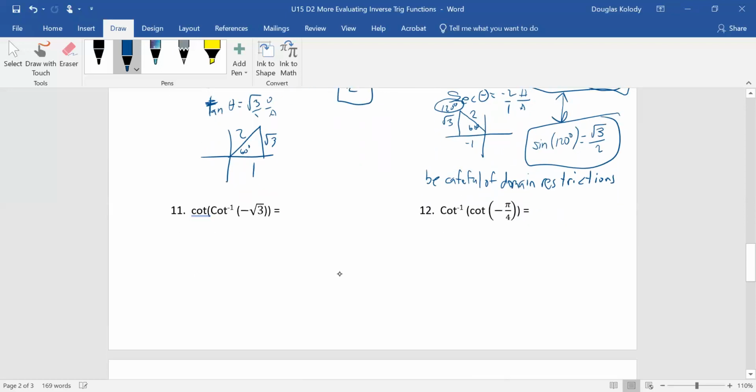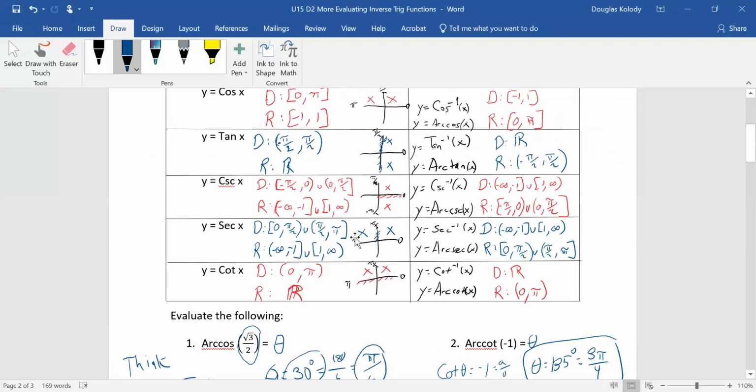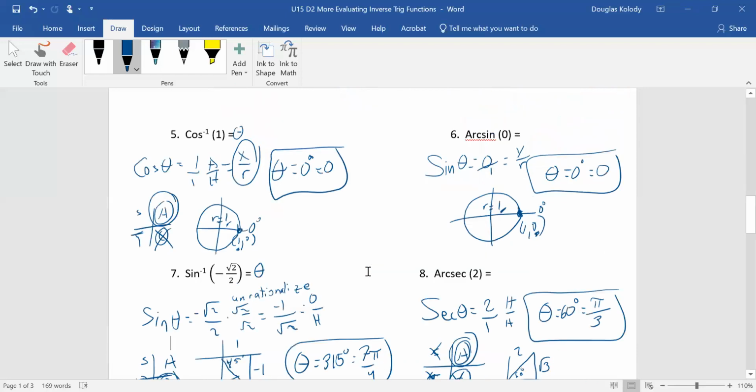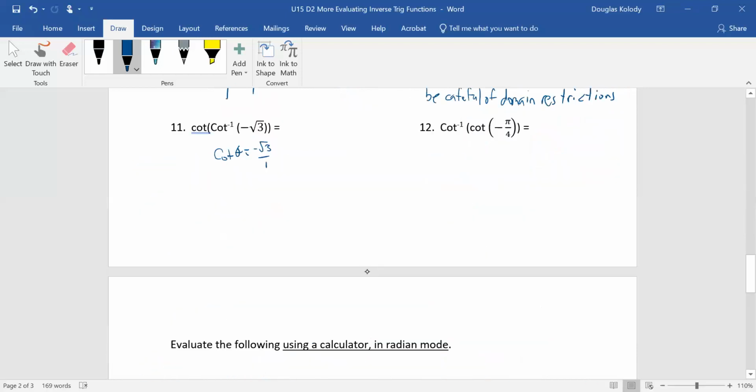So basically, I'm going to say here the cotangent of what angle produces negative root 3 over 1. Okay, where is tangent and cotangent negative? Tangent and cotangent are negative in quadrants 2 and 4. And what are the domain restrictions of cotangent? Cotangent could be in 1 and 2. So what's our winner here? Quadrant 2, cotangent is negative in 2. So I'm going to draw a triangle in 2, and cotangent is adjacent over opposite.